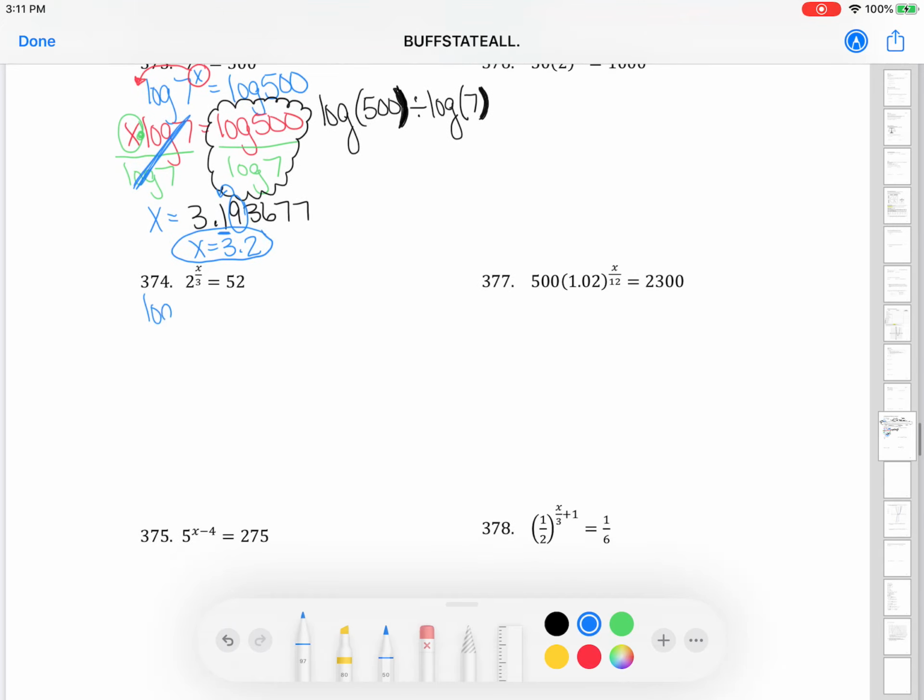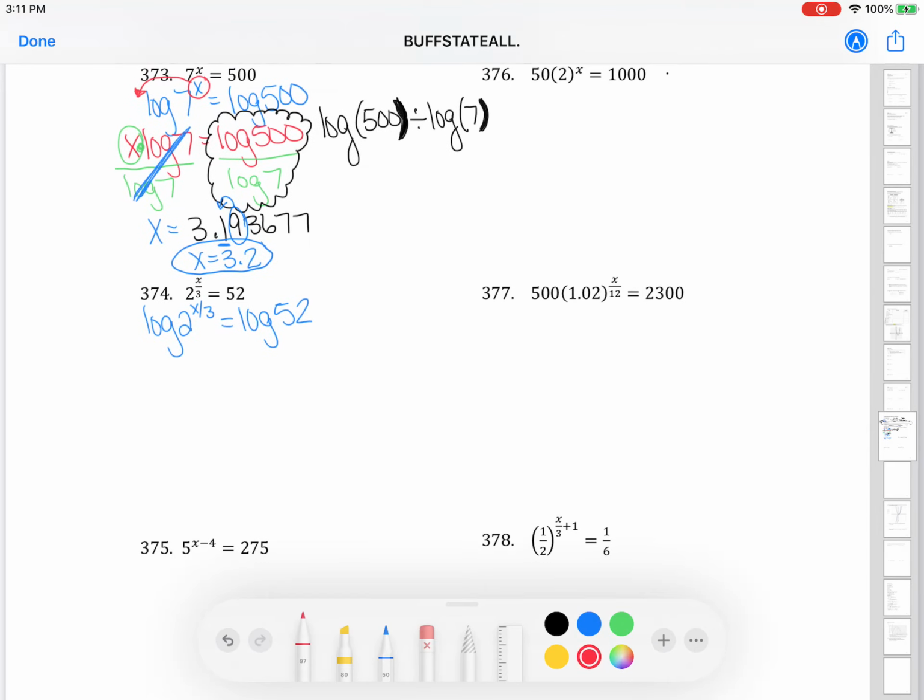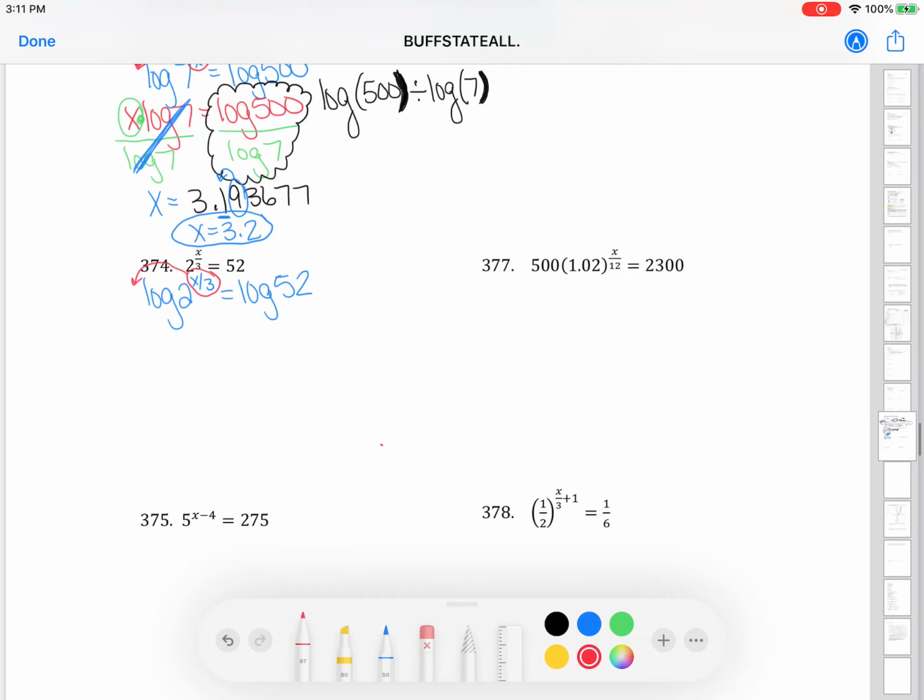Do the exact same first step we did for the last example. You start by just writing the word log in front of both sides of your equation because still the same rule applies. What you do to one side, you do to the other. The purpose of the word log is to take that exponent and bring it down in front so that it's no longer an x in the exponent. So that x over 3, even though it's got a little more to it this time, same process, it comes down in front of the log of 2, and then the log of 52 comes down.